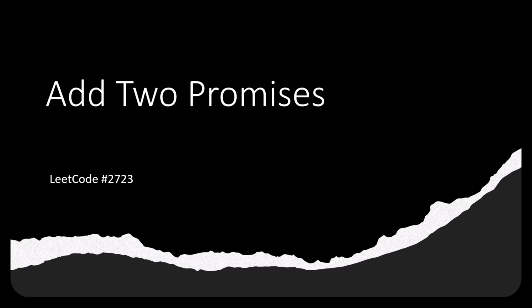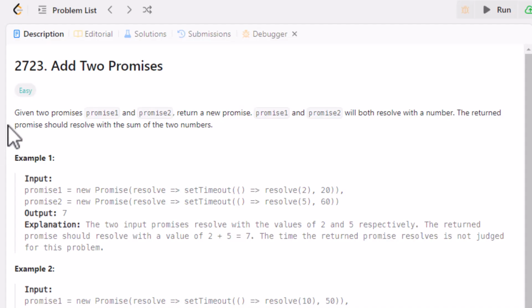Hello, today we're going to be doing LeetCode problem 2723, which is add two promises. This problem states, given two promises, promise 1 and promise 2, return a new promise. Promise 1 and promise 2 will both resolve with a number. The returned promise should resolve with the sum of the two numbers.